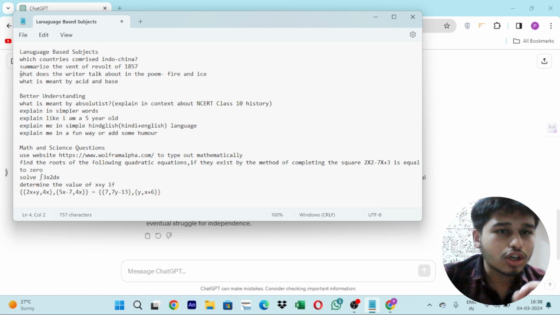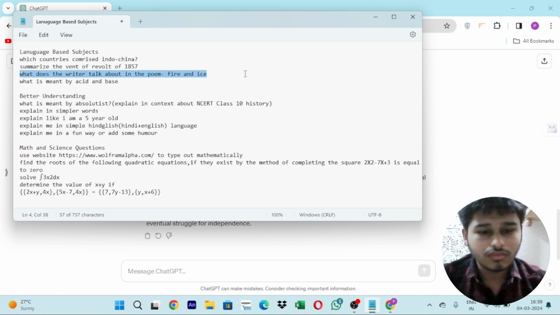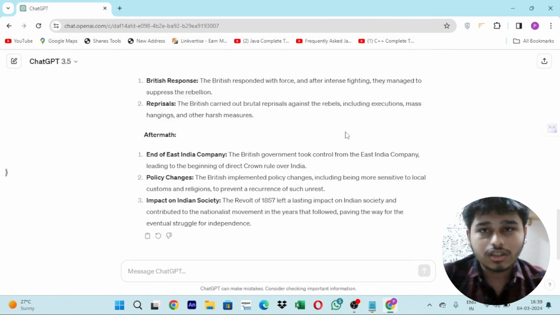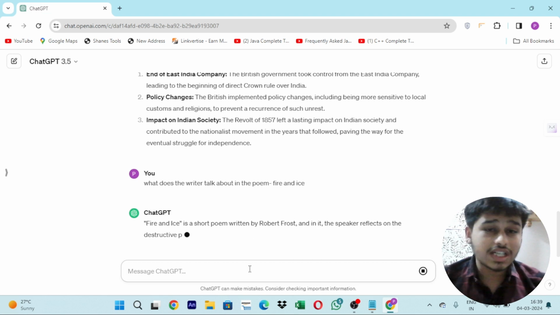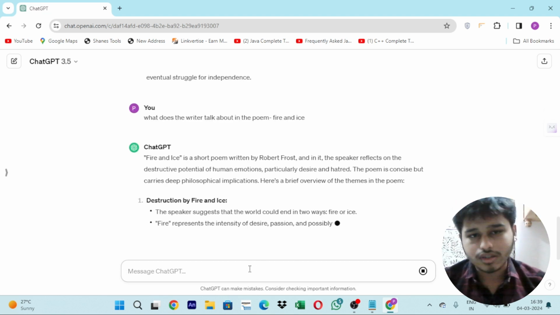What does the writer talk about in the poem Fire and Ice? This poem comes in the 10th standard NCERT textbook, I just think so, I don't know. So, what does the writer talk about in the poem Fire and Ice? I will just copy this and ask ChatGPT. Now let's see what output ChatGPT gives us.